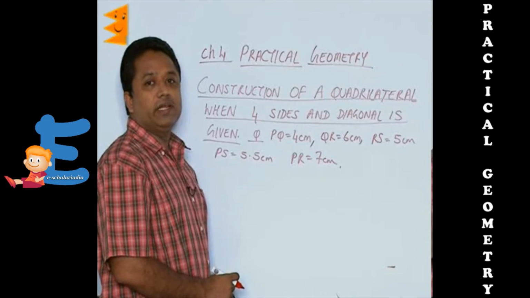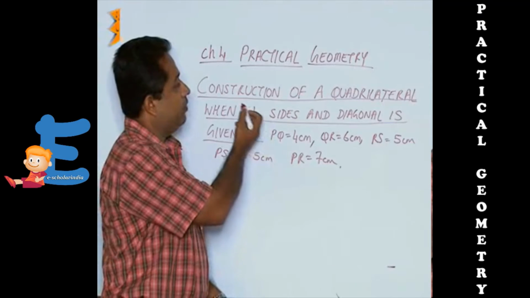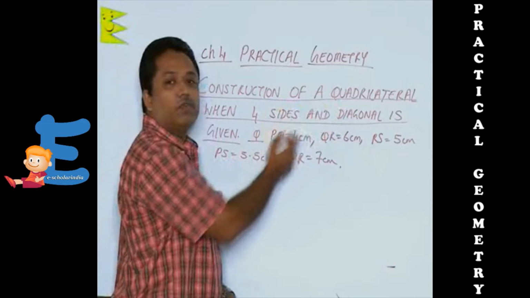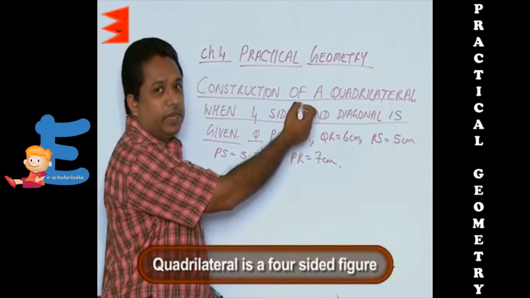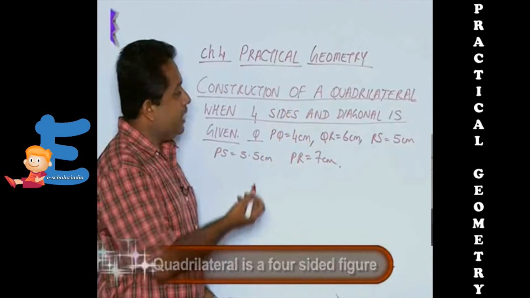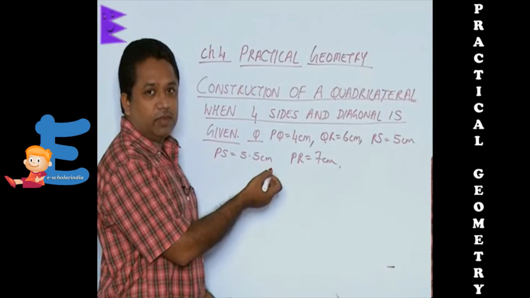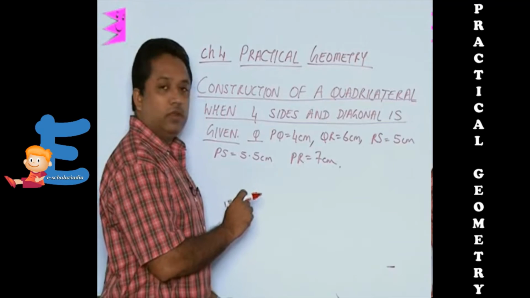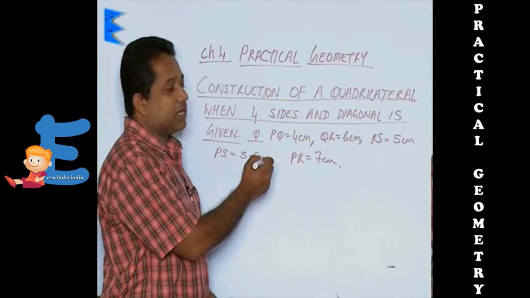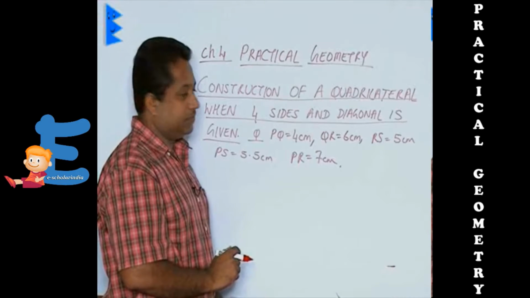Chapter 4, Practical Geometry. We are basically going to deal with construction of quadrilaterals. Now, a quadrilateral is a four-sided figure. There are many types of quadrilaterals. Many dimensions can be given, diagonals can be given, angles can be given. So, we are going to consider some cases where construction of quadrilaterals will be done by various methods.